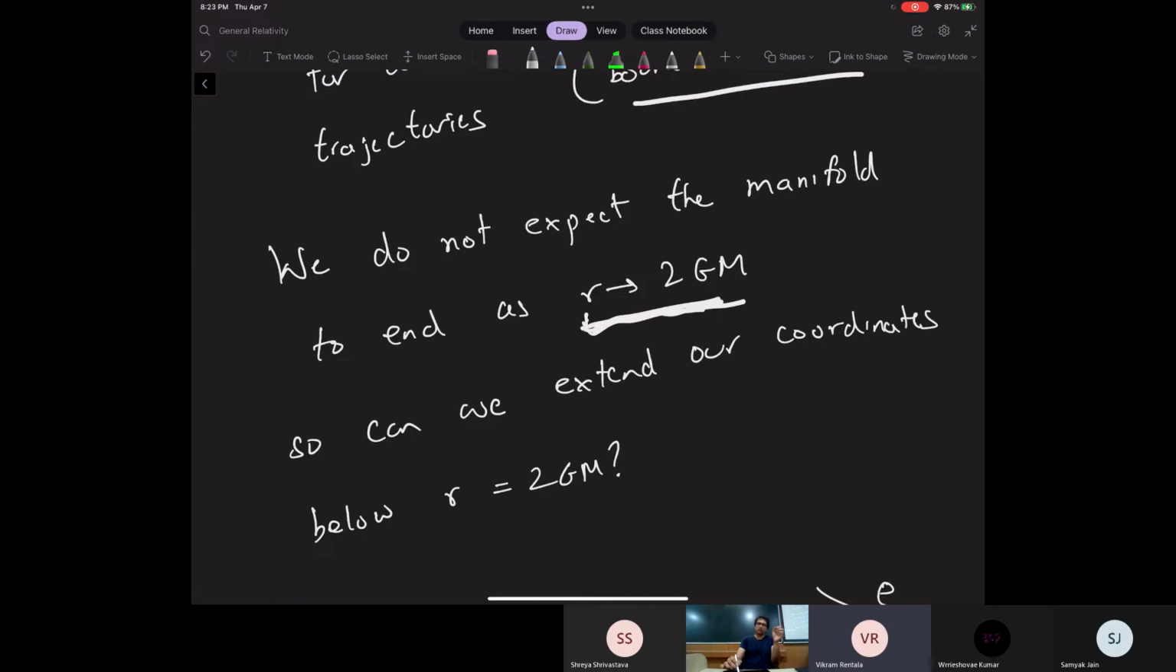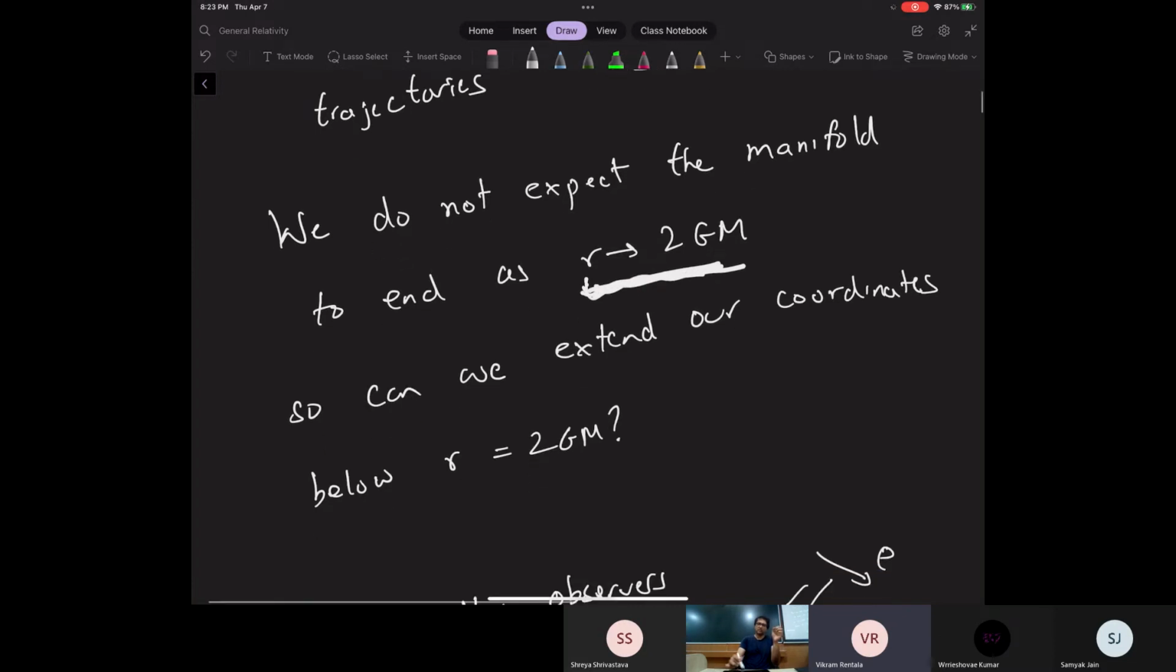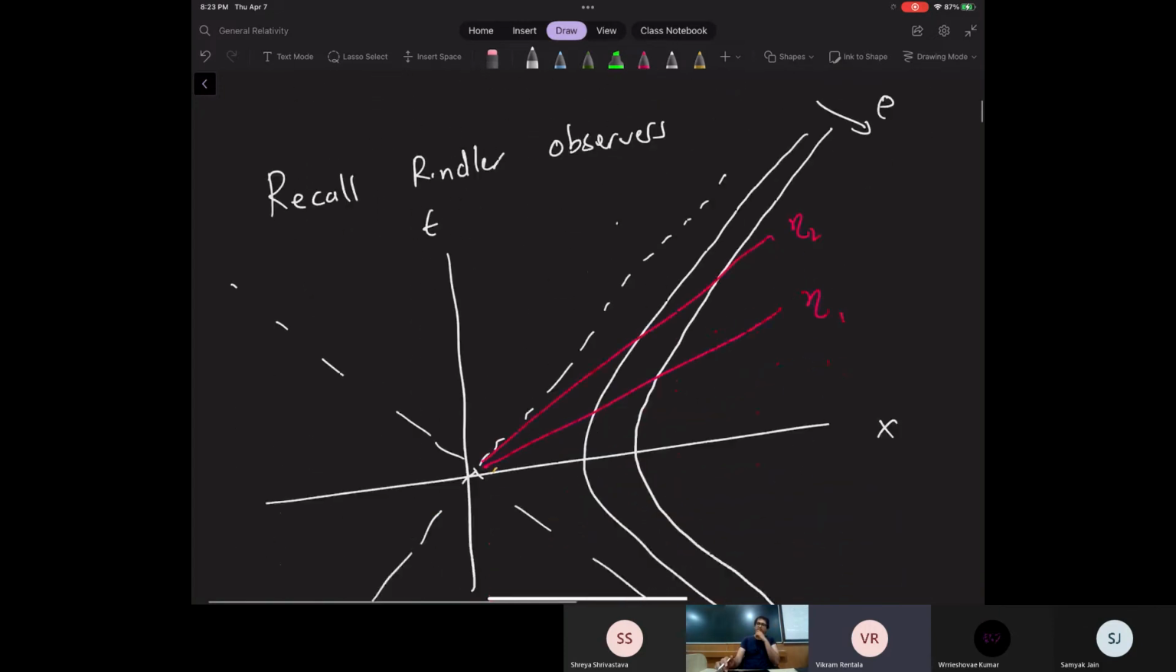As R goes to 2GM, what we'd like to do is, can we somehow extend our coordinates, maybe by making a change of coordinates, so that our coordinates will cover the region below R = 2GM without encountering this singularity or this degeneracy in our metric.